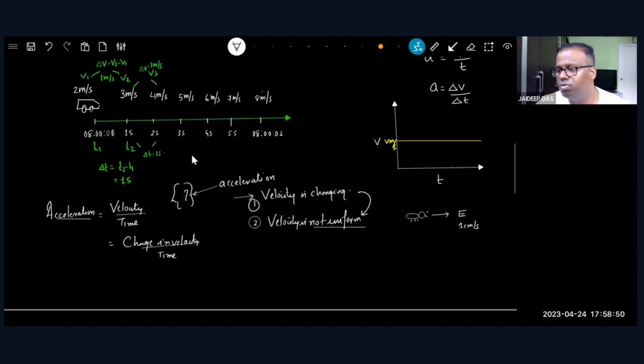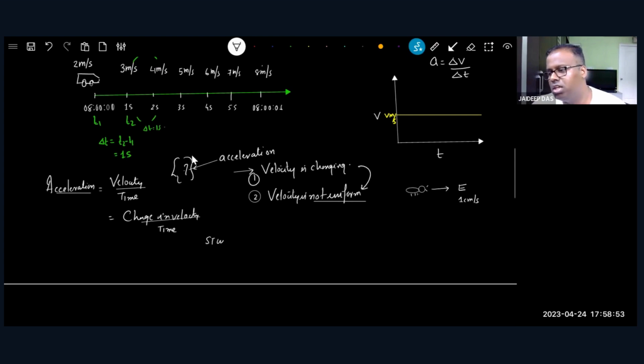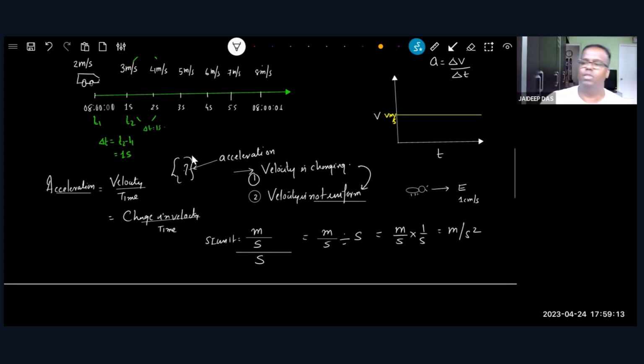So let's look at the SI unit first. Come on, try the SI unit with me. What is the unit of velocity? Meters per second, divided by time, another second. Sir, I don't know how to do this. No issues. Meters per second divided by second. We'll do baby steps. Meters per second into 1 by second. Meters per second square, m s^-2. Obviously, velocity is m s^-1. So acceleration is m s^-2. How many of you could not follow? Okay, up to here? SI unit done, right?